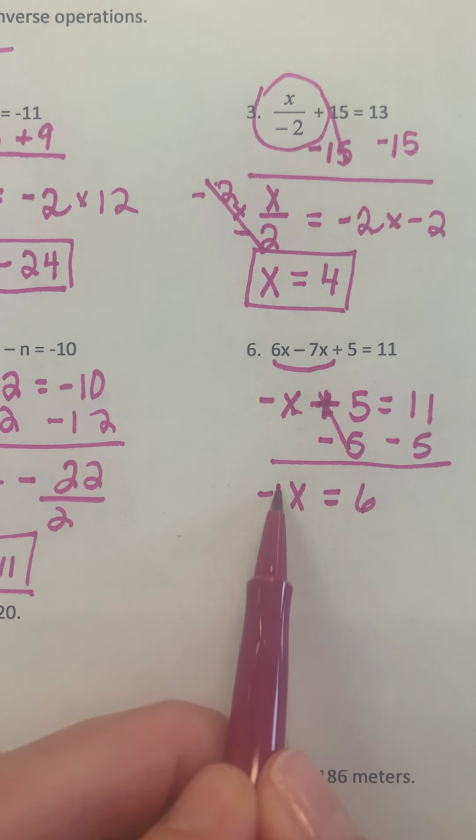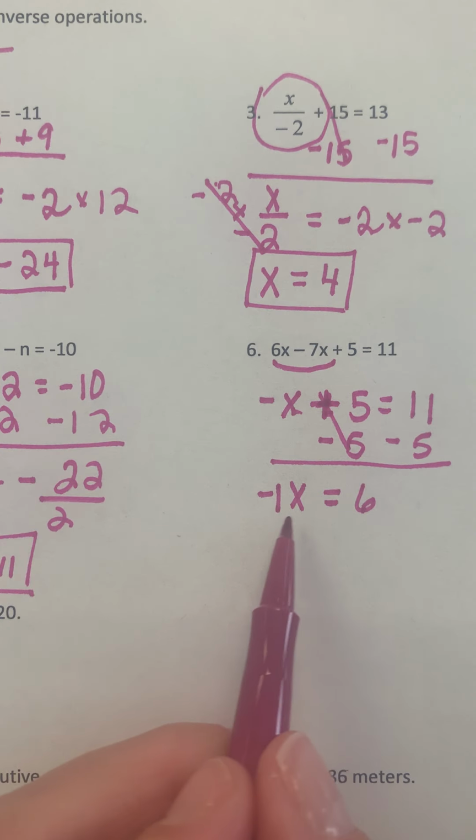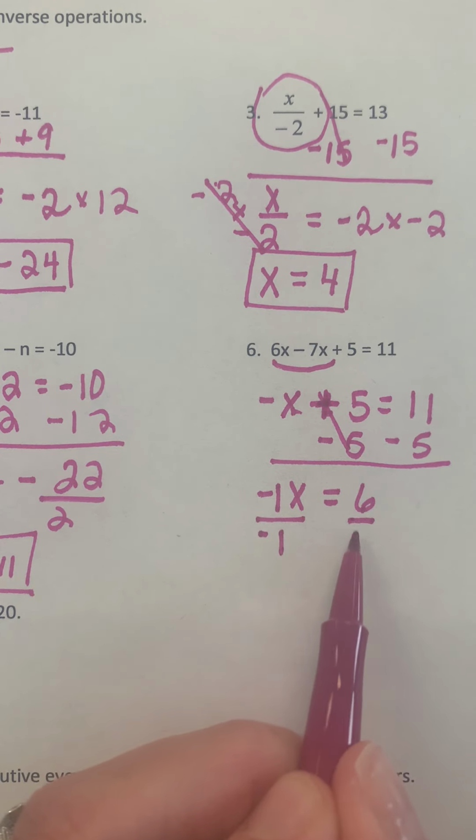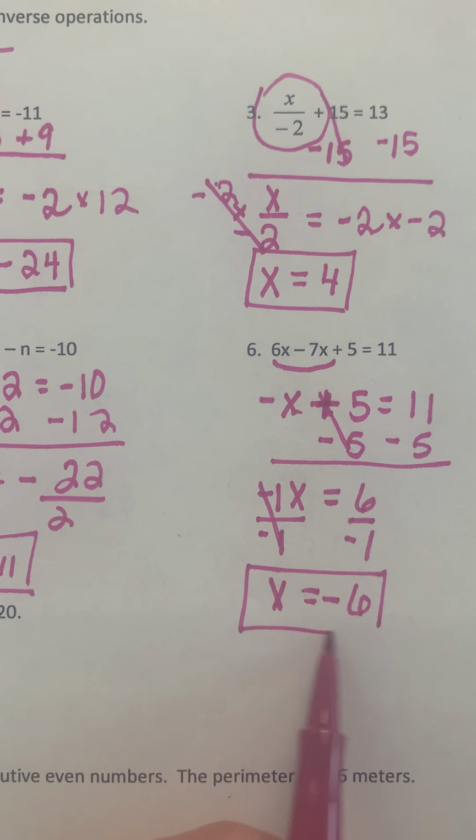Now, this is like saying a negative 1x. You can't have a negative variable. You need to get it to be a positive 1. So I'm going to divide both sides by negative 1. So you get x is negative 6.